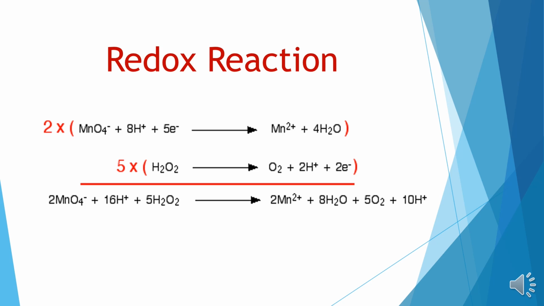Redox reaction. As I told you, the redox reaction consists of 2 parts. That means one compound is getting oxidized and the other one is reduced. So this is the reducing part of this redox reaction: MnO4- is reduced to Mn2+. This is the reduction reaction. And H2O2 is oxidized to O2, and this is the oxidation reaction. And here you can see the total redox reaction of this experiment.